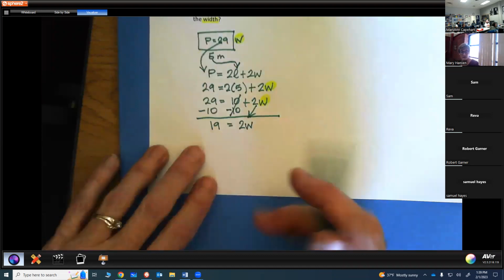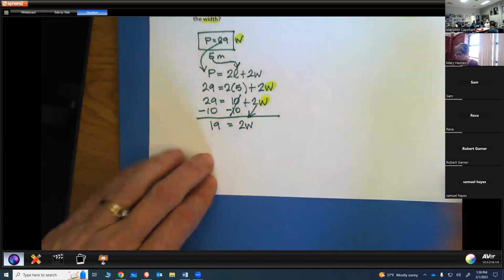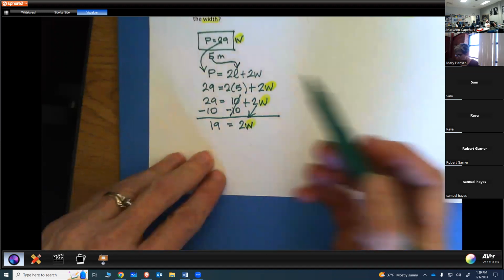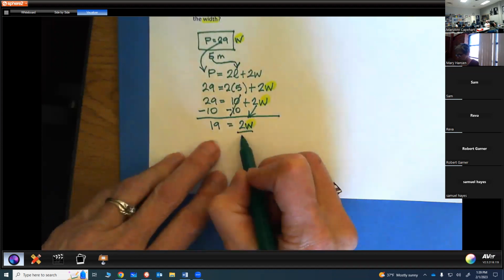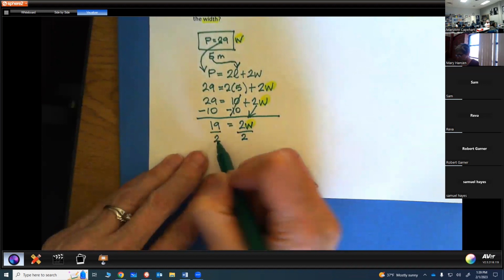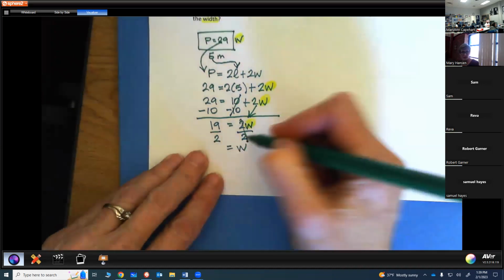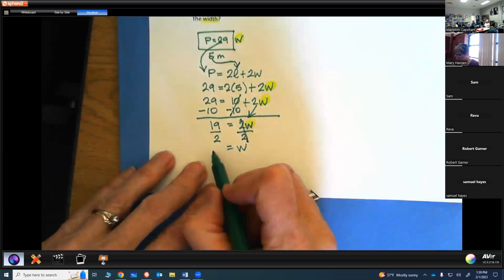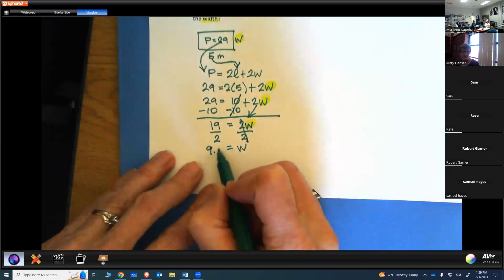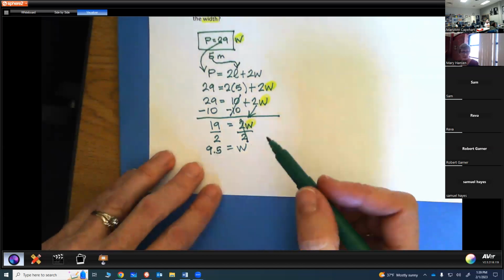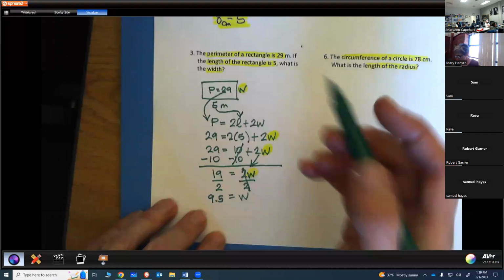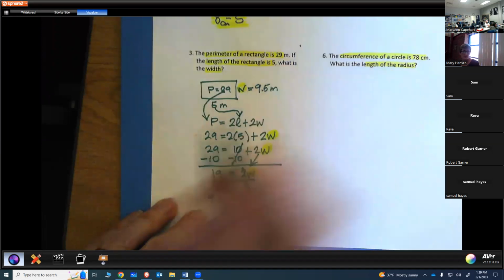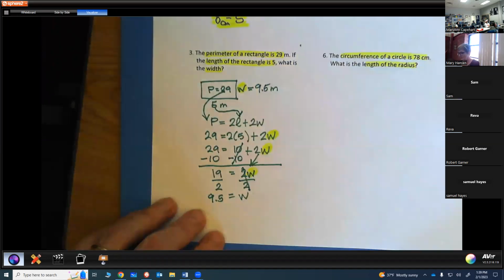And so now that I have to get rid of the 2 to get w by itself, 2 is being multiplied by w, so I'm going to do the opposite or inverse operation, which is division. And 2 divided by 2 is just 1, and so it leaves 1 w. And then 19 divided by 2 would be 9.5. And so the width of the rectangle is 9.5 meters. Now that's the longest algebra problem we've done today.